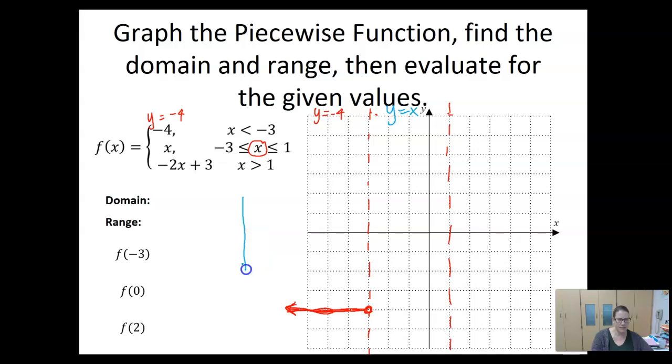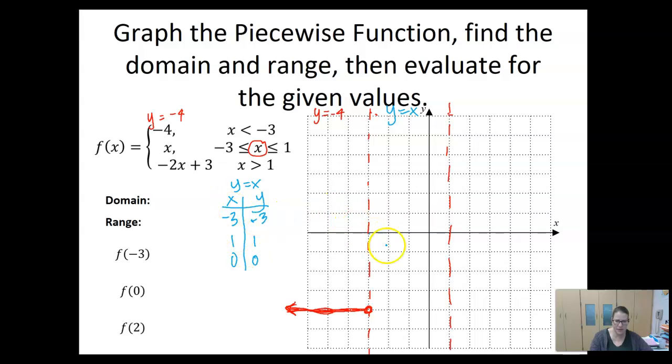So again, let's make a little t-chart. So here's x and here's y, or f of x. My function just is y equals x, right? Which means when x, and always choose values between -3 and 1. So let's do the endpoints. When x is -3, y is -3. When x is 1, y is 1. When x is 0, y is 0.